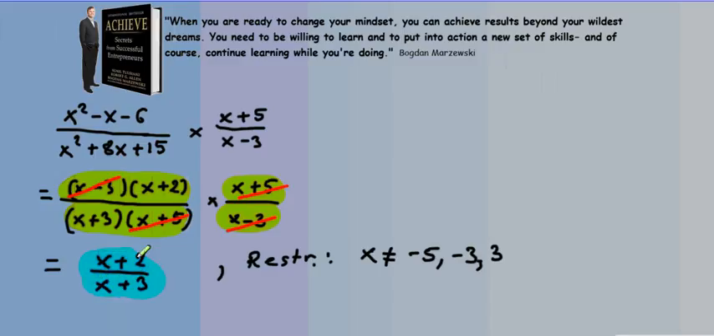Oftentimes, and I would say always, you have to find restrictions. What are the restrictions? What are the values of x that x cannot equal? And this is obtained before you reduce. So remember, before you simplify, you find the restrictions: -5 from here, -3 from this binomial, and +3 right here.